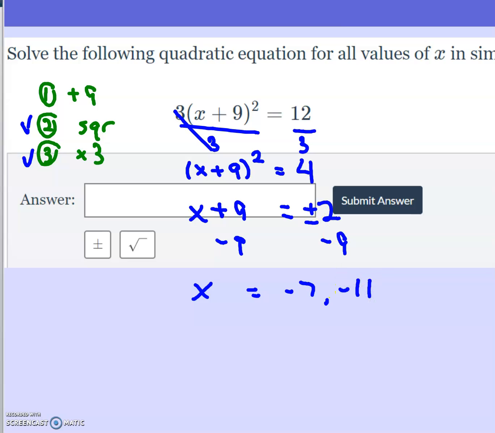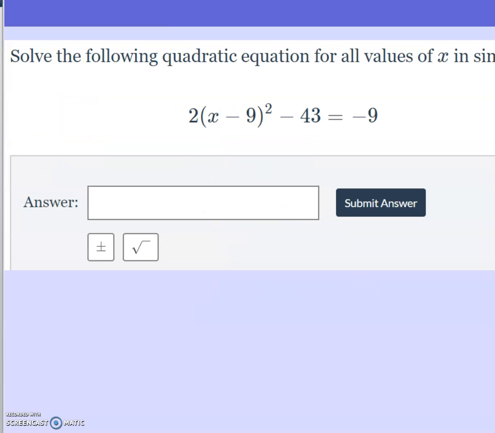So what you'll do is type in that answer, negative 7, comma, negative 11. It may create a new box for you to type the negative 11 in once you press the comma, but there are your two answers. Okay, so let's take a look at another one here.